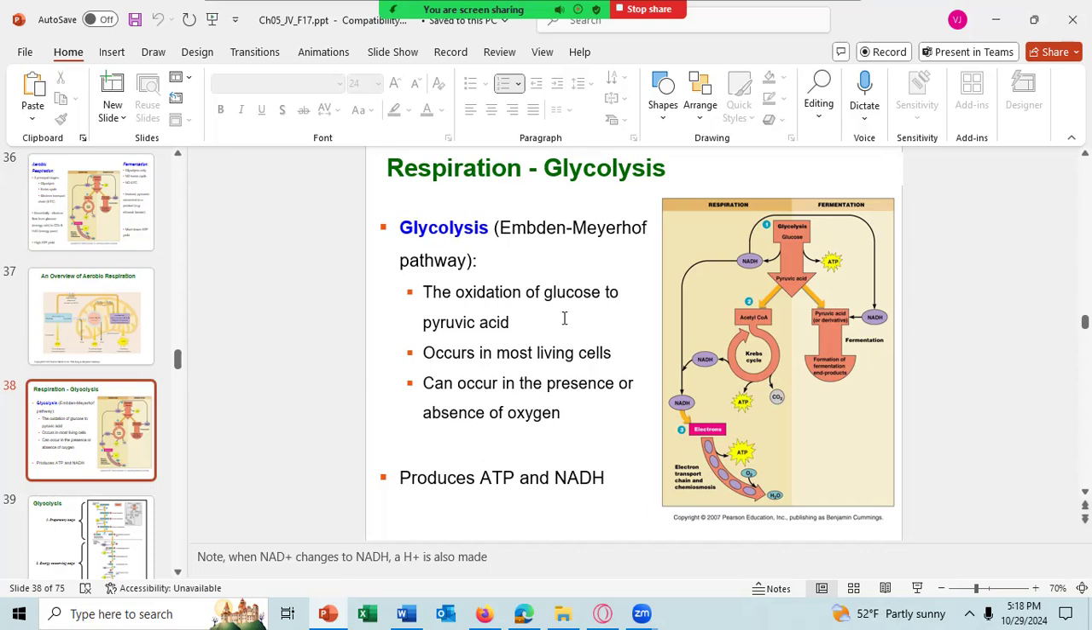This is where the oxidation of glucose occurs, making pyruvic acid. Glycolysis occurs in most living cells, and it can occur in the presence or in the absence of oxygen. Glycolysis does not use oxygen. It does produce ATP and NADH, but only a little bit of ATP and a little bit of NADH as well.